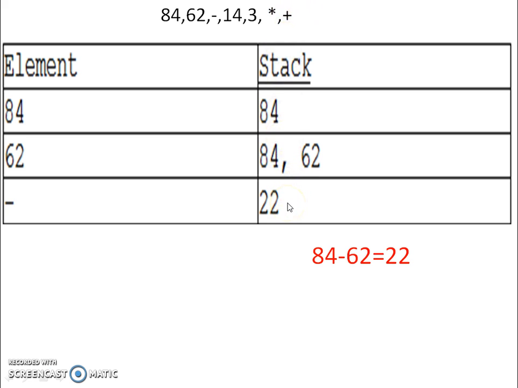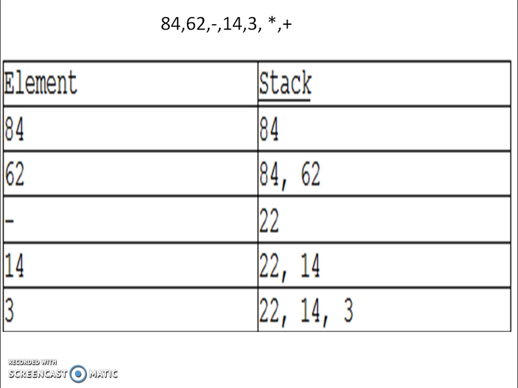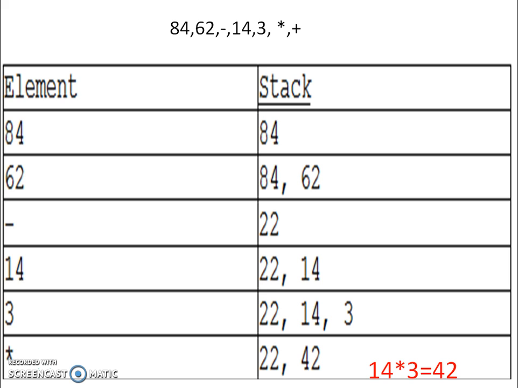Now moving to the next step. Next element is 14, so again we are pushing it inside the stack. Next element is 3. We are pushing it inside the stack. Next element is our asterisk sign. For this again we are popping out two operands from our stack. But the sequence again will be 14 and then 3. It's not 3 into 14. It will be 14 into 3, which will be 42. The result again you have to push inside the stack, which is 42.